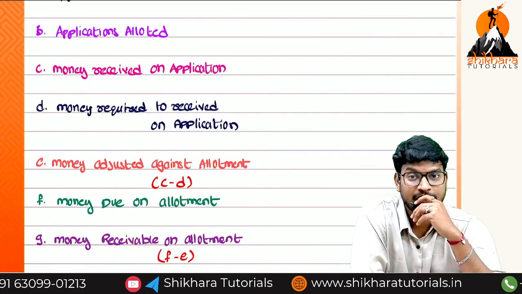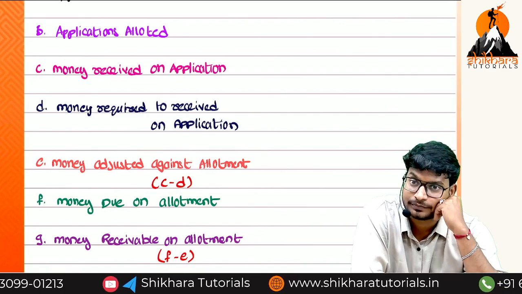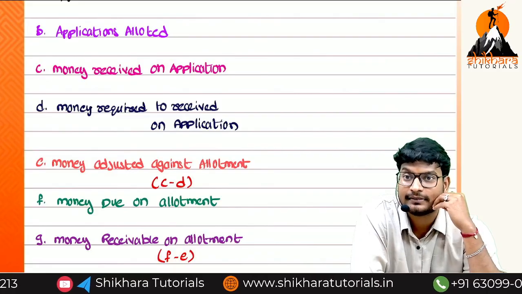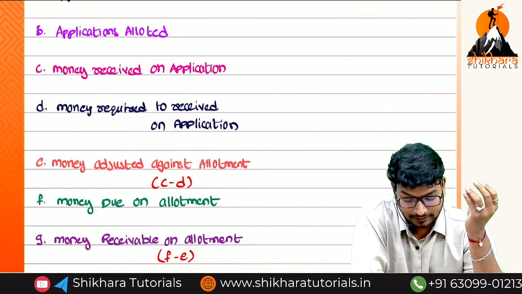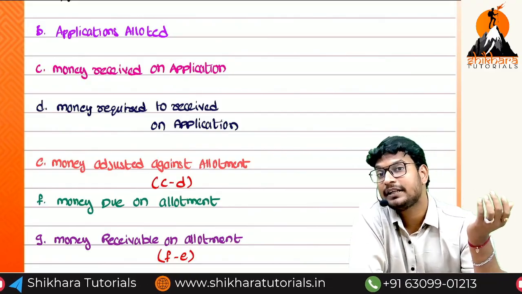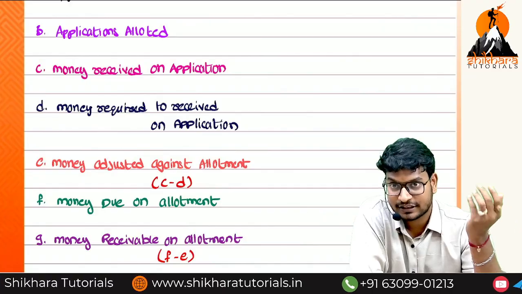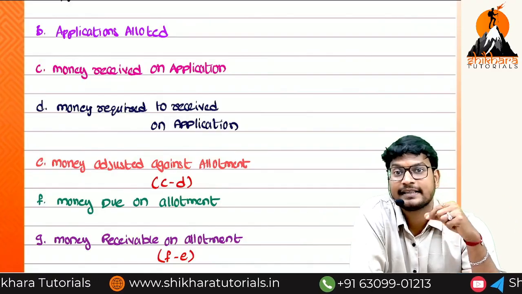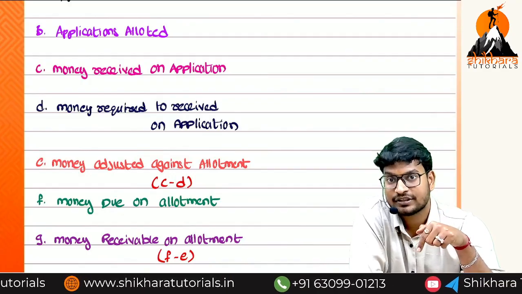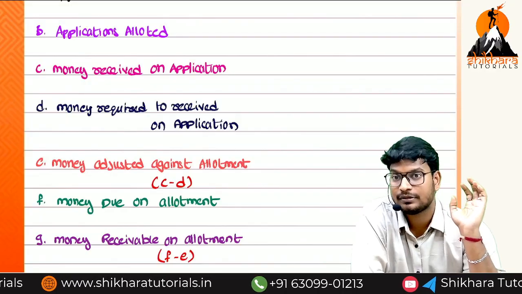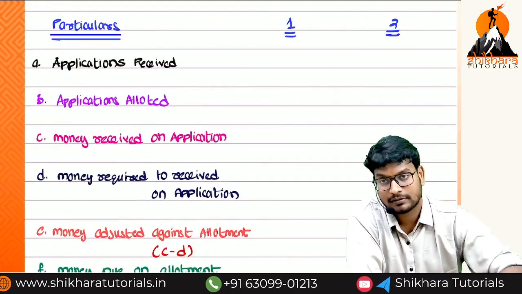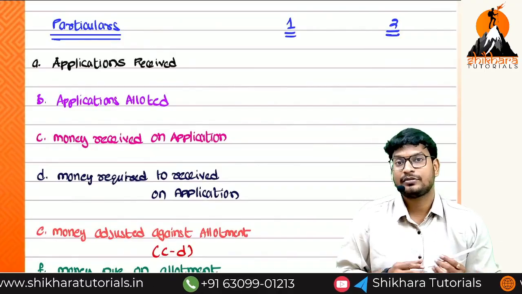Can you repeat with me? What is the first one ma? Applications received. What is the second one? Applications allotted, received and allotted. What is the third point ma? Money received, money required to be received. What is the next point ma? Money adjusted against allotment, money due on allotment, money receivable on allotment. These are the points you need to remember. Okay na? So this one thing you have to remember. By reading number of times you can get to know.